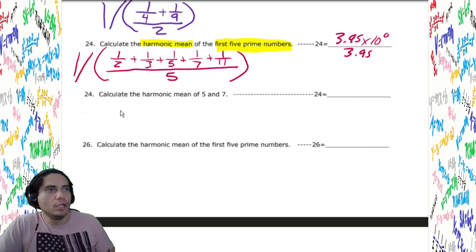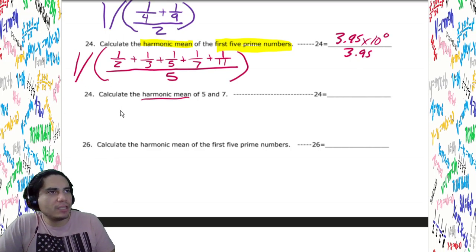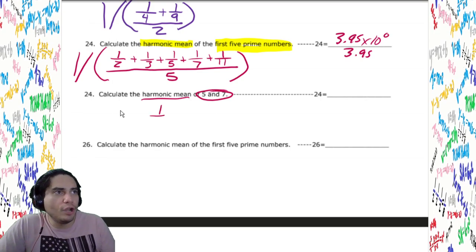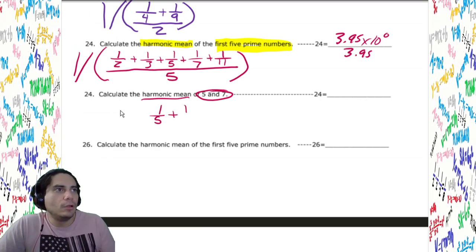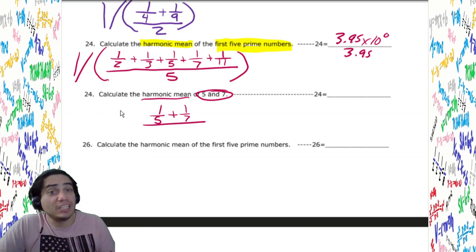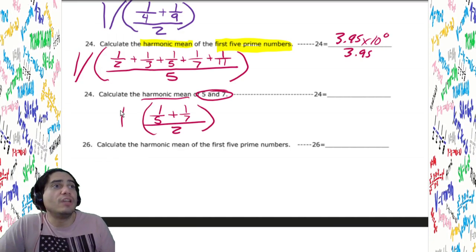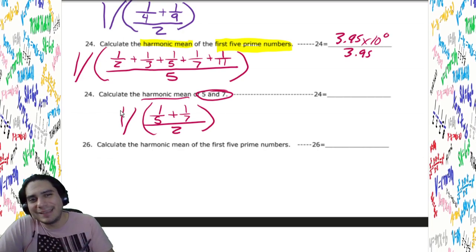So let's do it. We need to calculate the harmonic mean of 5 and 7. So we're going to do 1 over 5 plus 1 over 7. And we're going to get that and divide it by 2, all right? But then we're going to do 1 over x. That's what we got to do. So let's do it.